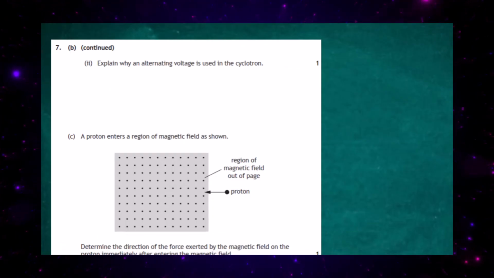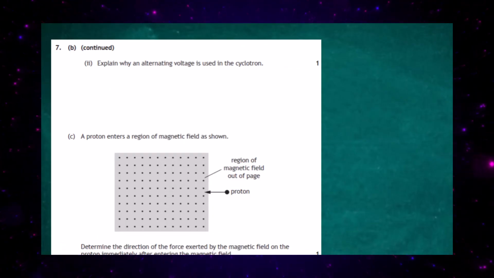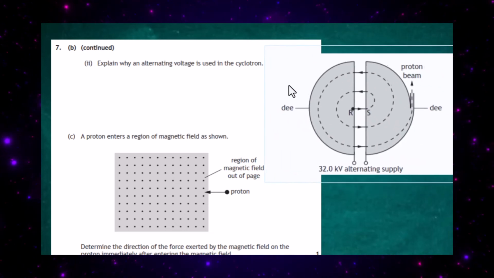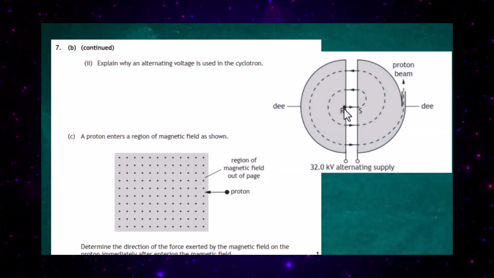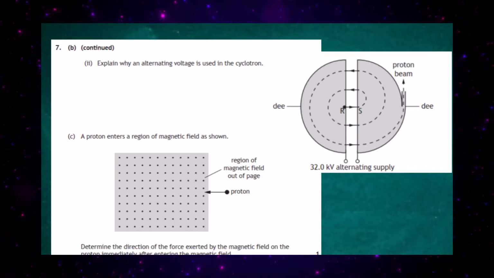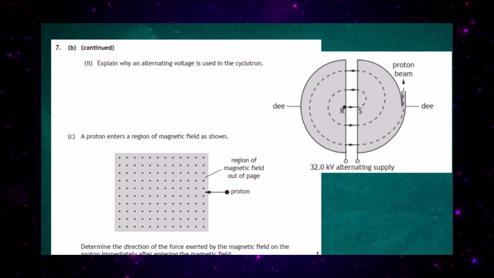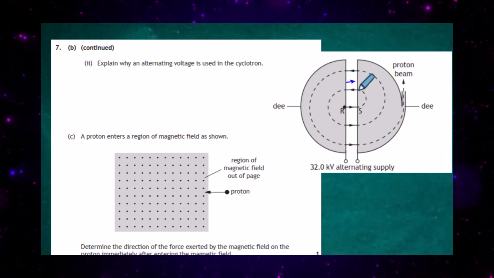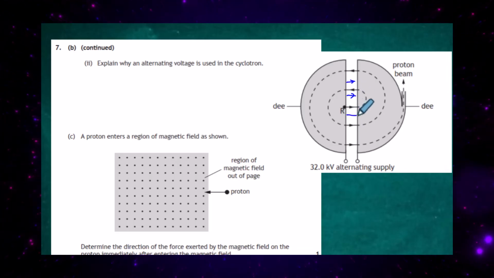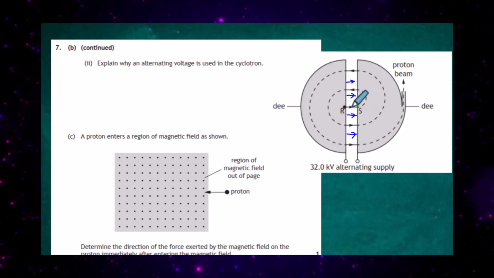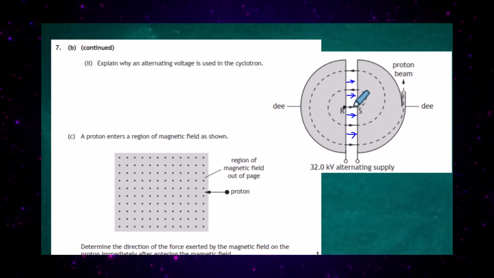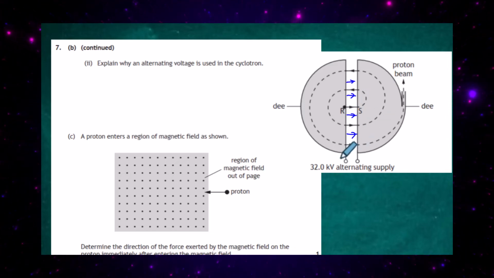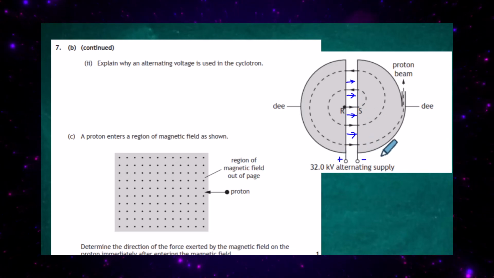Part B continued, Part 2. Explain why an alternating voltage is used in the cyclotron. Well, let's take a close look at the map of the cyclotron. The proton starting here at R, in order to be accelerated across that gap, needs the electric field, which I'm showing in blue, to be in this direction, right across like that, because the arrows in the electric field show you the direction in which a proton, a positive charge, will be accelerated. So in this case we must have the alternating supply plus, and minus here.